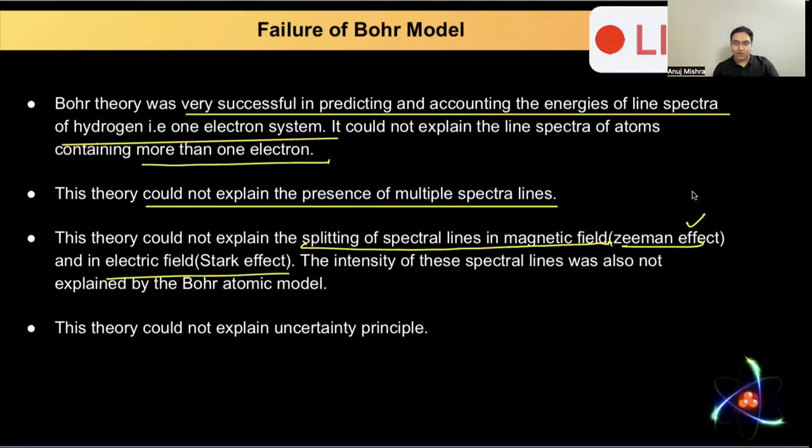Correct, very good. The intensity of these spectral lines was also not explained by the Bohr atomic model. It could not say why this line is intense, why it is more intense, why another is less intense, why there are so many multiple spectral lines. These are all problems it faced, right? And most importantly, it is a single nucleus, single electron model, which itself cannot explain other things.